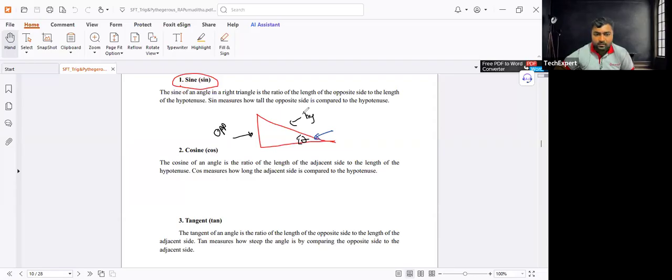This measures how much taller the opposite side is, tall meaning height, how much taller the height of the opposite side is compared to the hypotenuse.